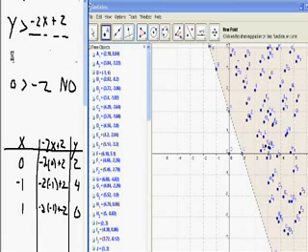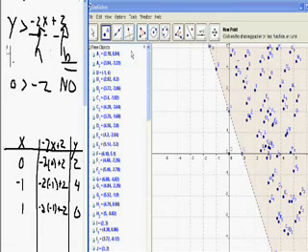y is equal to m, there's my m, x plus b. So my b here is 2. Remember, the b is your y-intercept. And look over here at my graph. Point A is the y-intercept, and it is at 2.